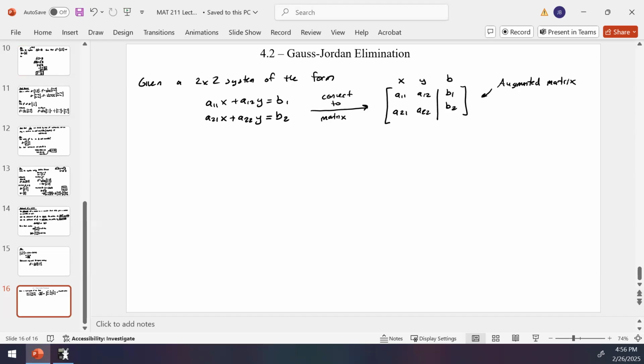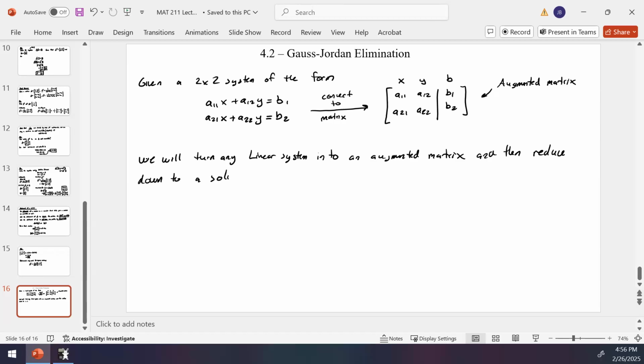And so the question becomes, how do we do that? We will turn any linear system into an augmented matrix and then reduce it down to a solution. So what is the method of doing that? Row operations. Row operations will be how we do that.